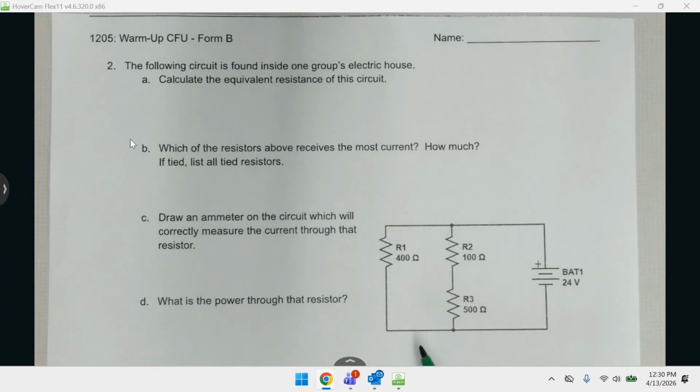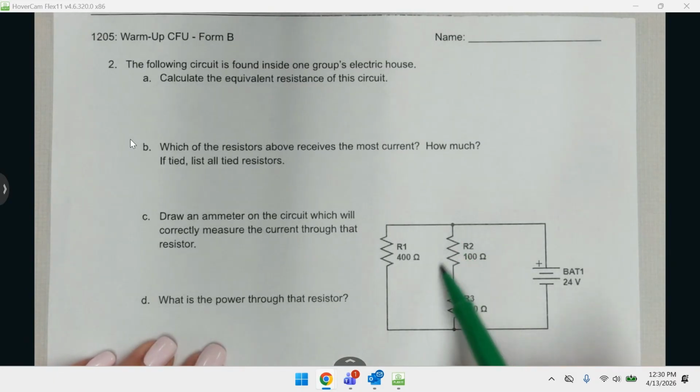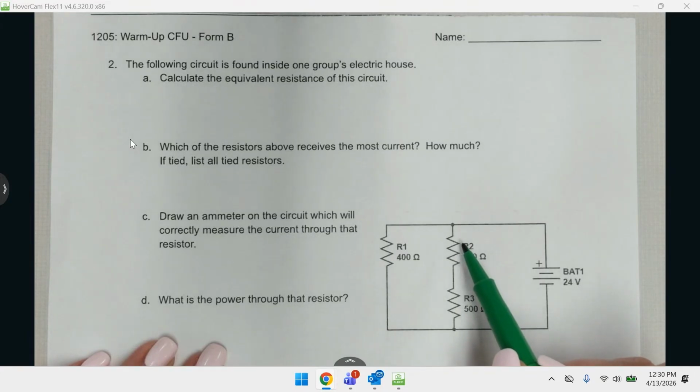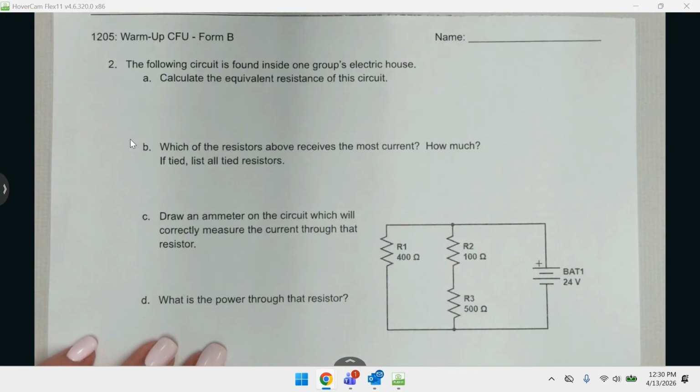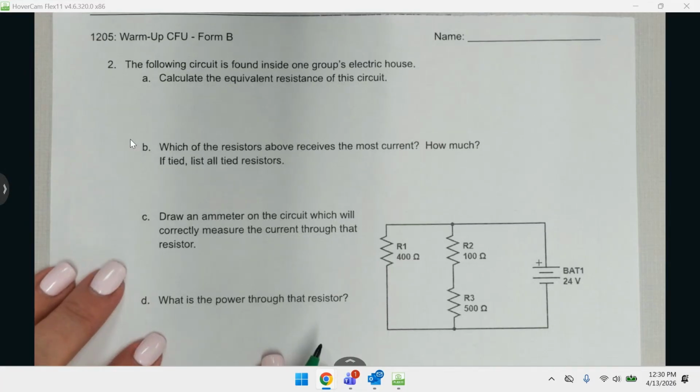So different circuit. It is still a combination circuit though, because R2 and R3 are in series and they're in parallel with this. And so anytime you have series and parallel connections, you are dealing with a combination circuit. This one is a little different. When you calculate it, you will first need to figure out the total resistance on this branch so that you can then figure out what it's parallel with to get the total. So you're still going to have to do a series calculation and a parallel calculation, but you're doing them in the opposite order as compared to Form A.